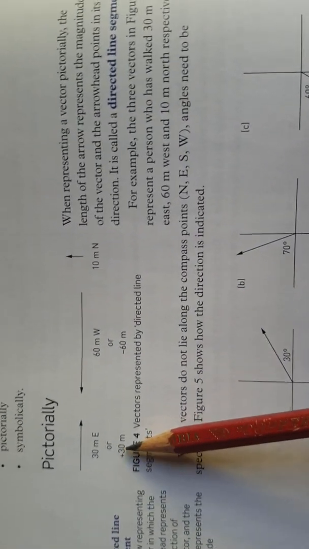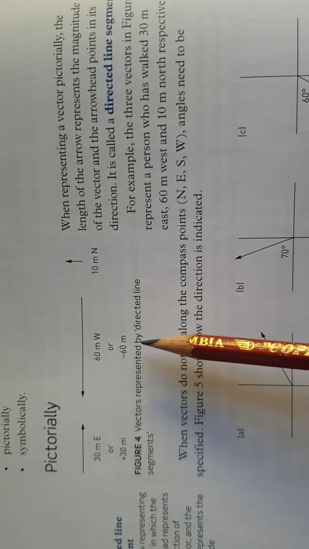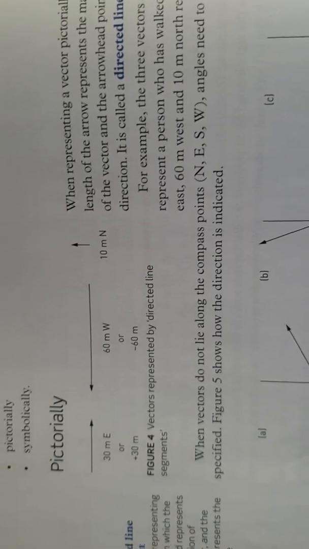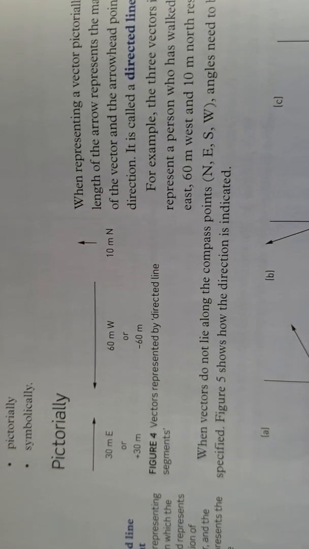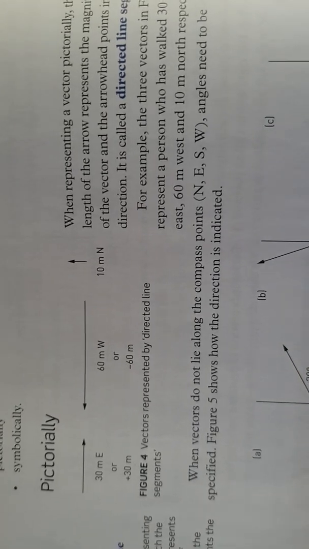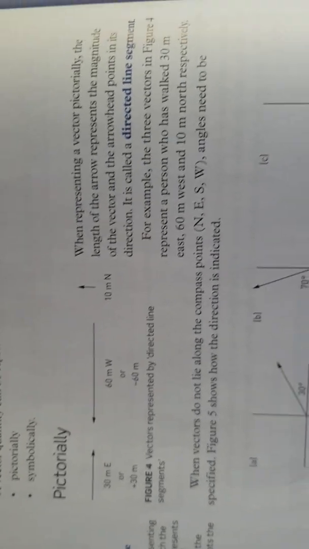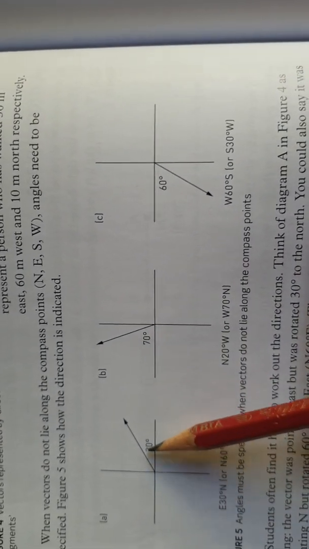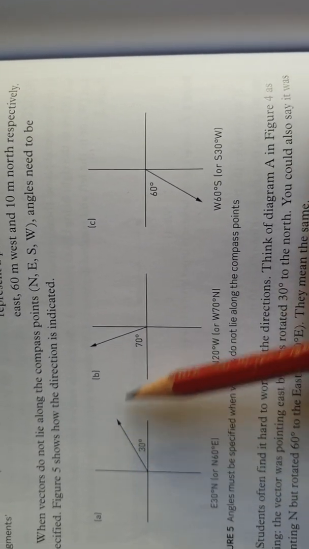If you've declared that east is going to be your positive direction, then that would be plus 30, and this would be negative 60. It doesn't matter what direction you choose as your positive direction, as long as you work the other ones in relation to it. So if east is positive, west is negative. Right, and this is the sort of thing you might have to look at more next year when you've got these vectors going off at different angles.